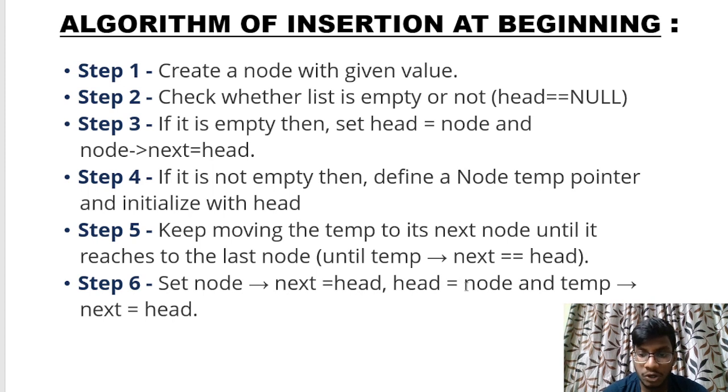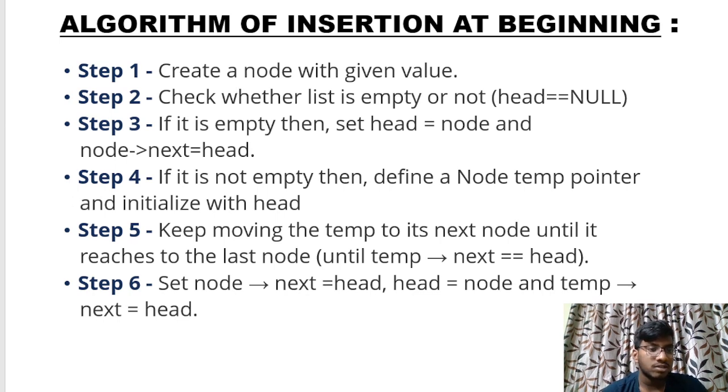As head is assigned to the new node, the temp of next is nothing but the new node's next, that is nothing but the last node. The last node's next variable is stored as head, so it points to the new node. So this is the basic algorithm for insertion at beginning. So go check it out, and it's very easy to create a node at the beginning.